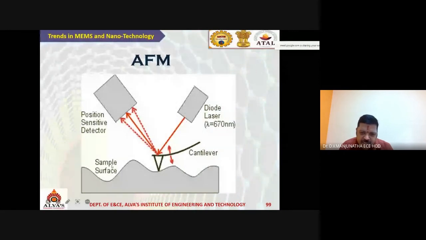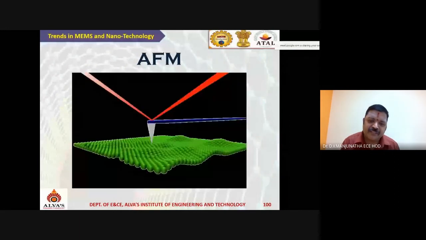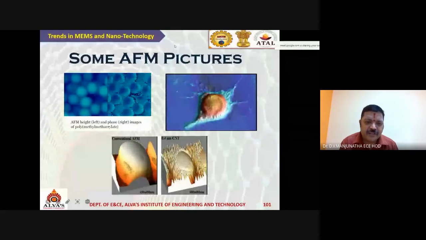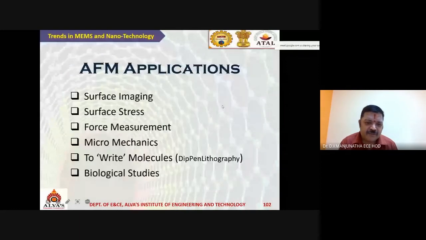See here, a diode laser is used to sense the cantilever working. So AFM and STM, scanning tunneling microscopy, are used to characterize the device after fabrication, right? Some AFM pictures are shown here. AFM applications: surface imaging, surface stress, force measurement, micromechanics, molecules, biological studies, etc.